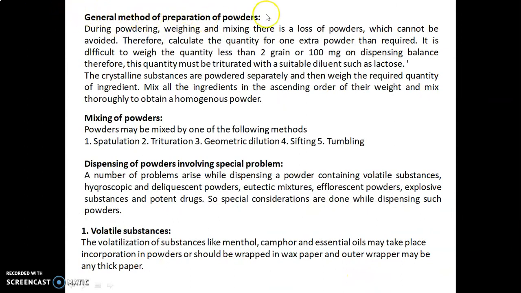General method of preparation of powders. During the powdering, weighing and mixing, there is a loss of powder which cannot be avoided. Therefore, calculate the quantity for one extra powder than required. It is difficult to weigh a quantity less than 2 grain or 100 milligram on a dispensing balance. As we know, 1 grain is equal to 60 milligram. Therefore, this quantity must be triturated with a suitable diluent such as lactose.